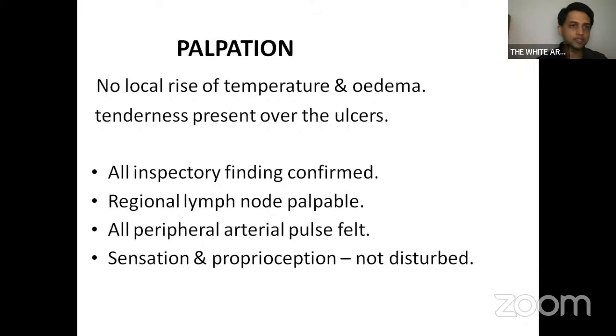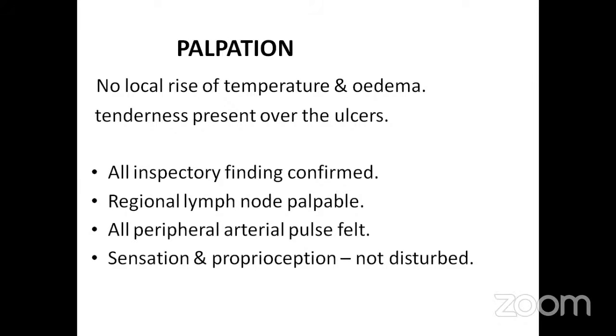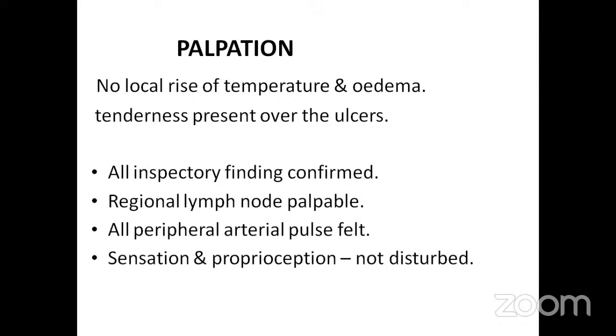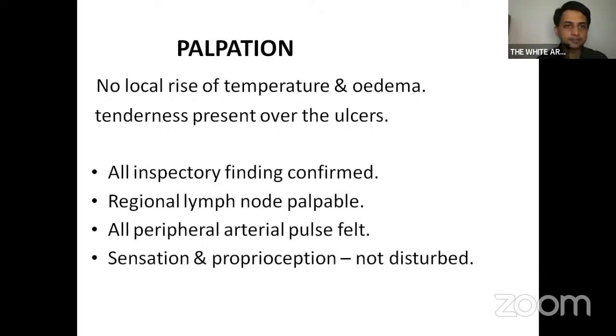Any other cause that can lead to local rise of tenderness and temperature related to bone, since an ulcer is there? Osteomyelitis, but before that, tendon infections or tendinitis? Have you heard of periostitis? Yes, sir. Periostitis is common underlying ulcers, again a common complication. So that can also cause tenderness and local rise of temperature.